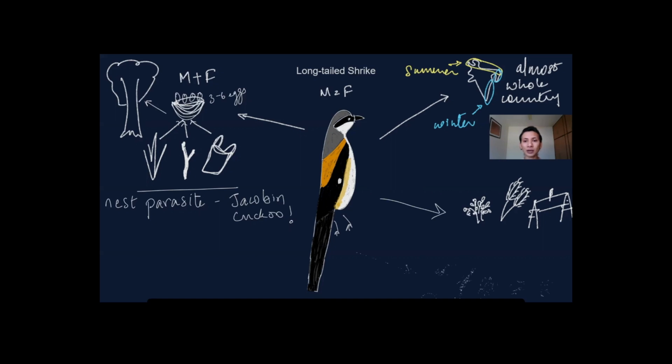What other information do I have? What does it feed on? A long-tailed shrike feeds on a large variety of different creatures. So I'll quickly put it down. It feeds on insects, which I can represent by a simple drawing of a butterfly, small reptiles, spiders, frogs, little chicks of other birds sometimes, and small mammals. This is how simply I can show its diet.